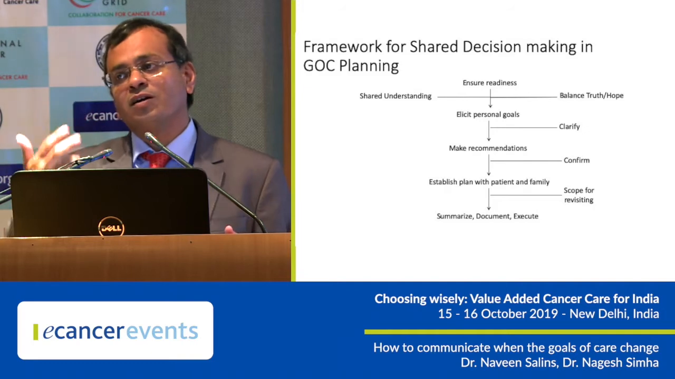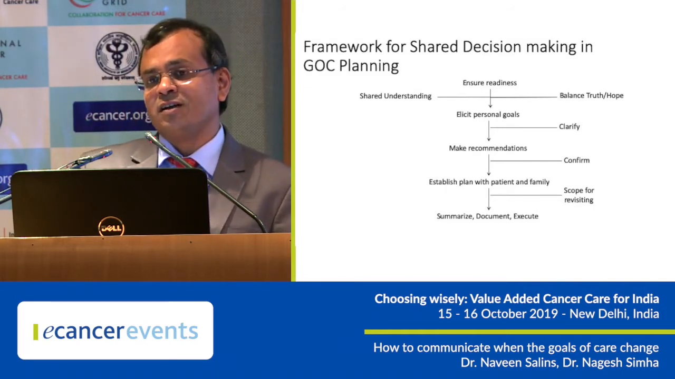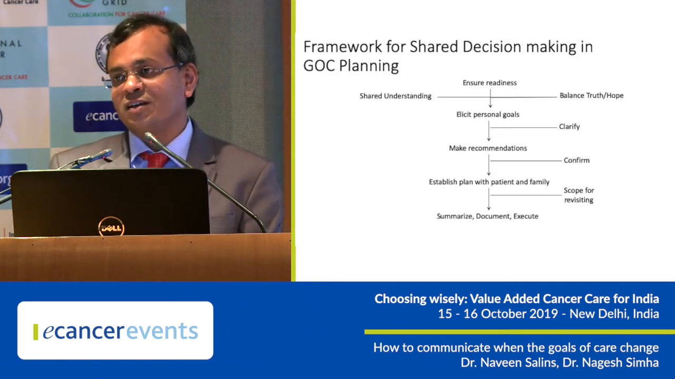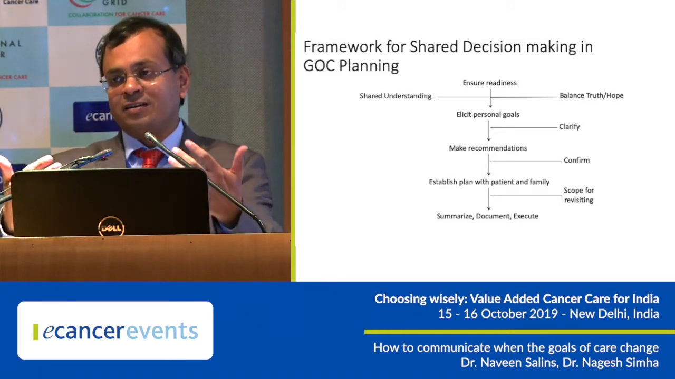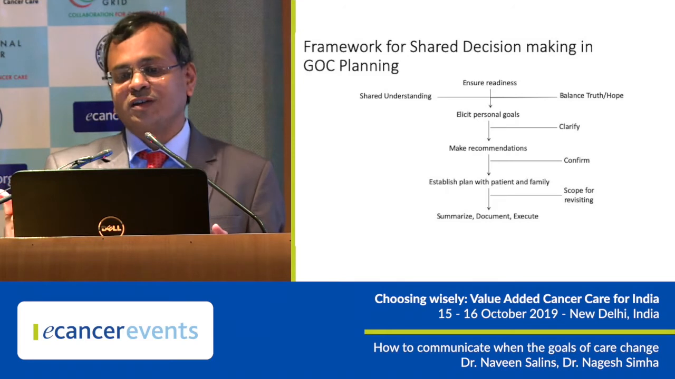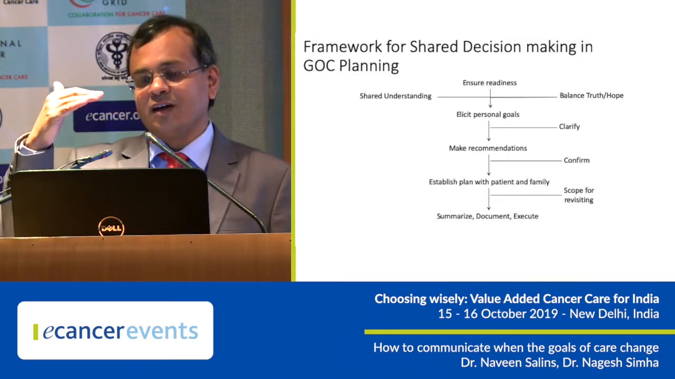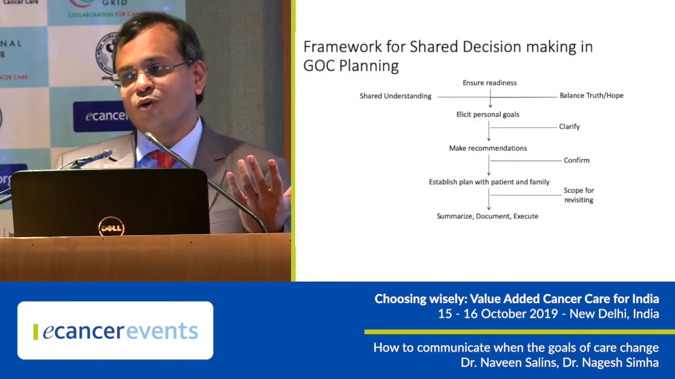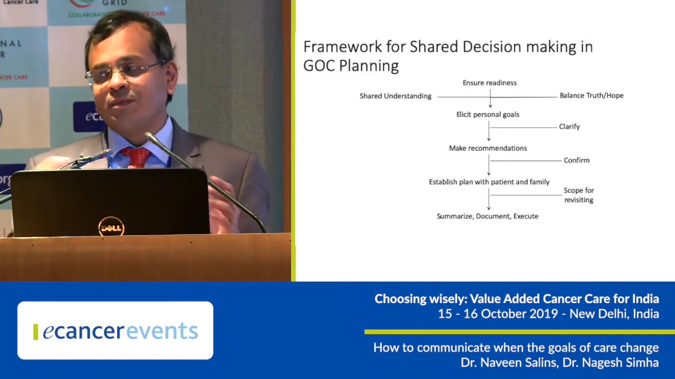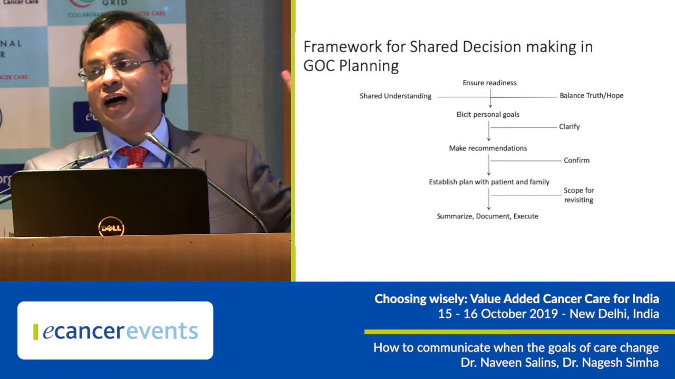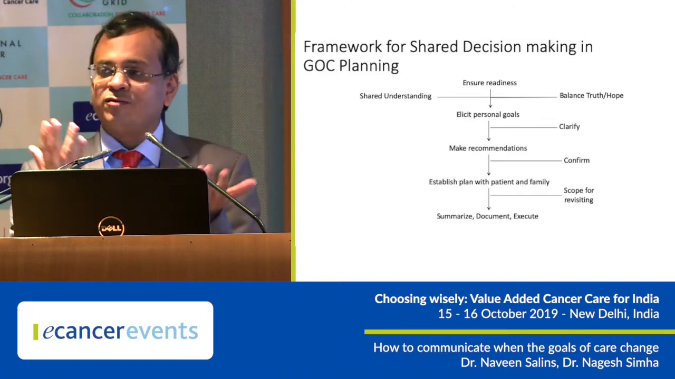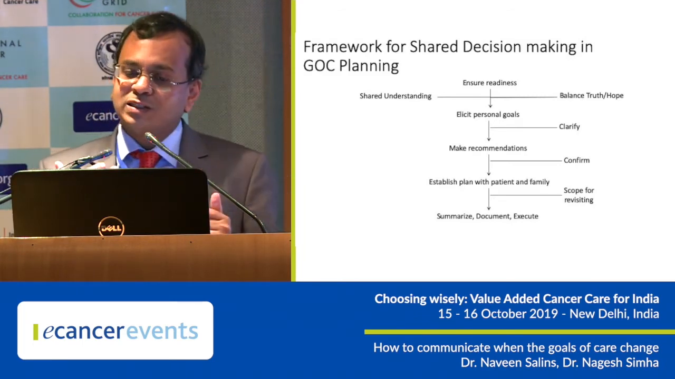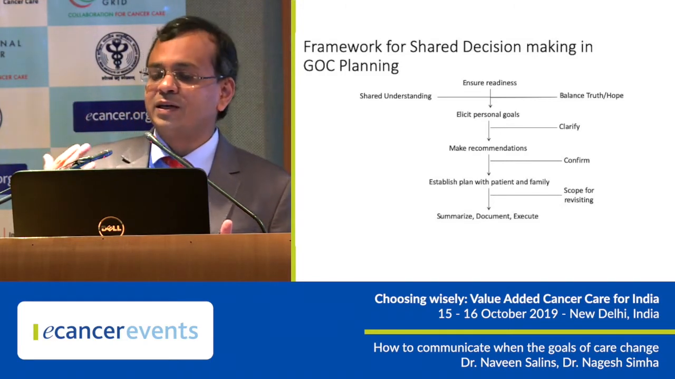So there is a framework for having a goals of care discussion. The first thing is to know whether the patient is ready for a goals of care discussion. There's no point in having our agenda thrust upon the patient when the patient is not ready. So the first thing is to ensure readiness, and once you ensure readiness, you always have to balance the truth and the hope. You don't want to destroy the hope of the person, but at the same time, you do not want to give unrealistic hope. You need to have a realistic hope. So always elicit those personal goals, and then start making recommendations.